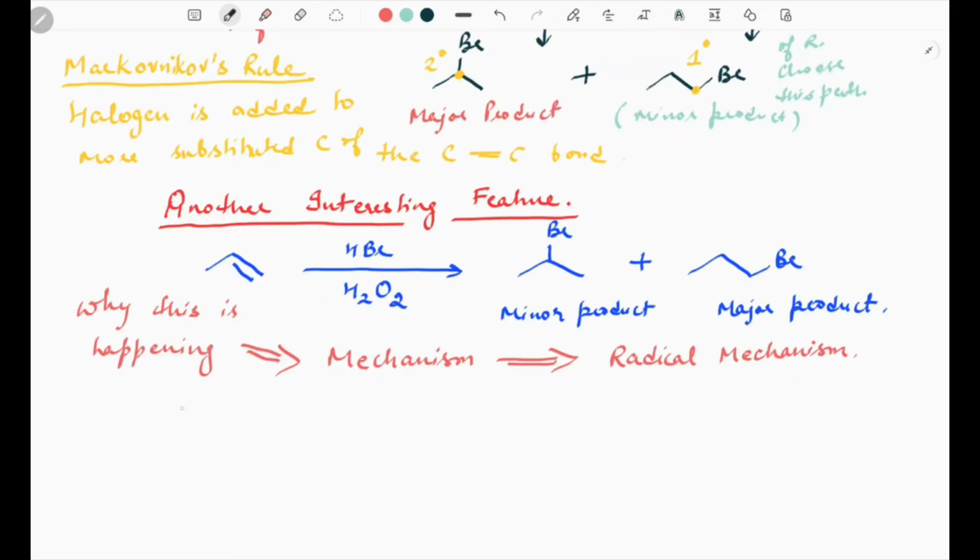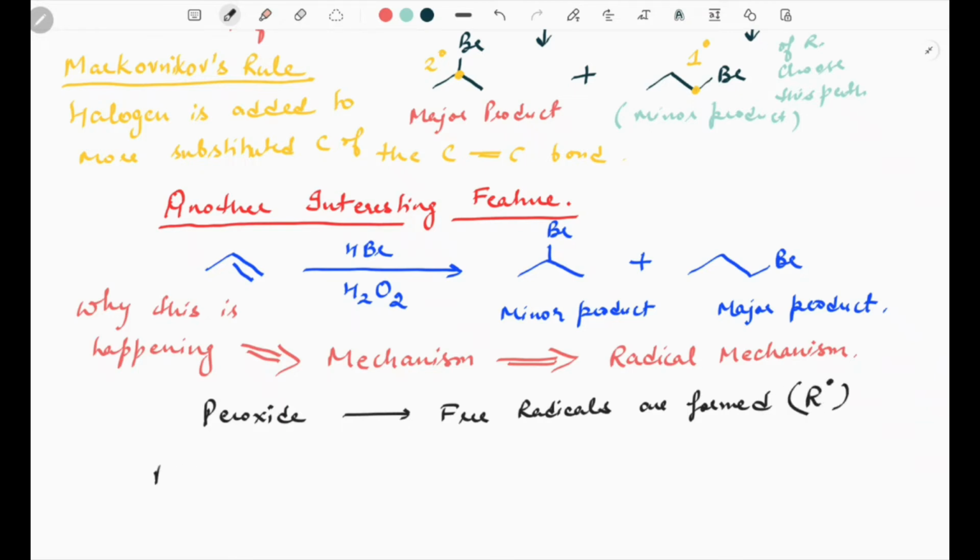So, what happens is, due to the presence of peroxide, free radicals are formed. You can represent these radicals by R dot, and these radicals further convert HBr molecule into bromine radicals.